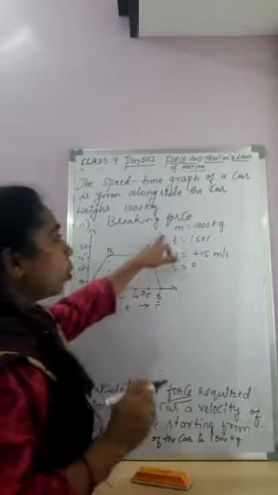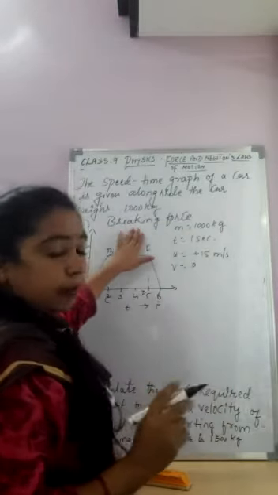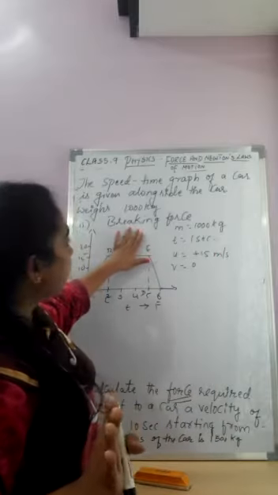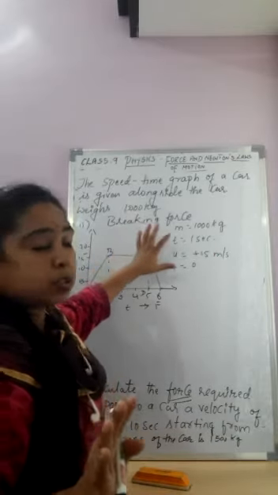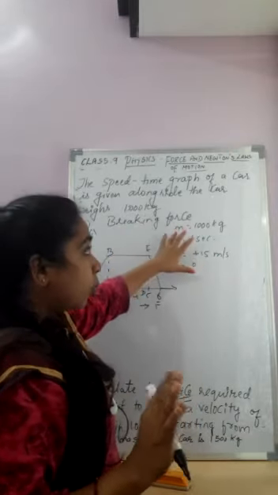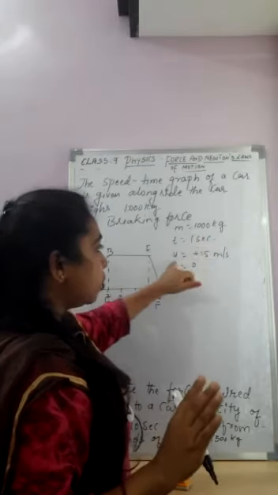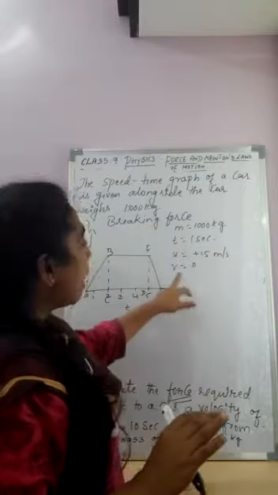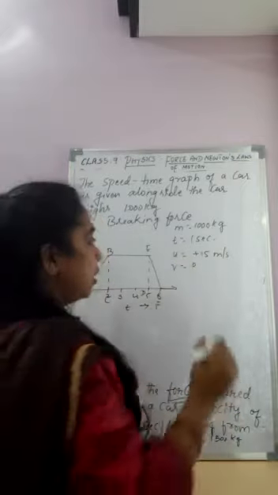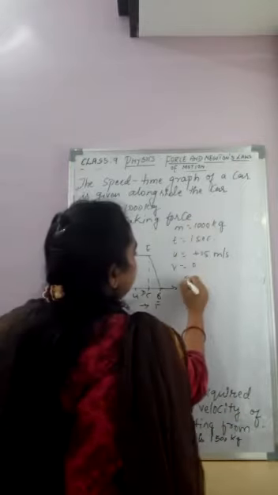So here we know that in that second part, the first part is okay, but in the second part we need to calculate the braking force. For that what did we do? M is equal to 1000 kg, T is equal to 1 second, U is equal to plus 15 meter per second, and V is equal to 0, final velocity. So you are supposed to calculate A first.